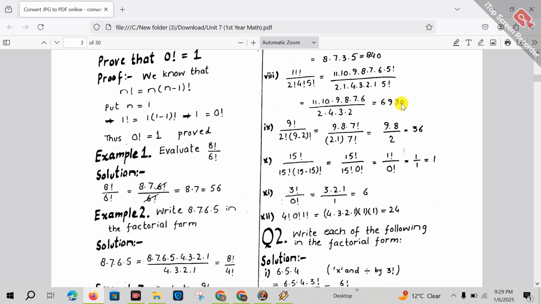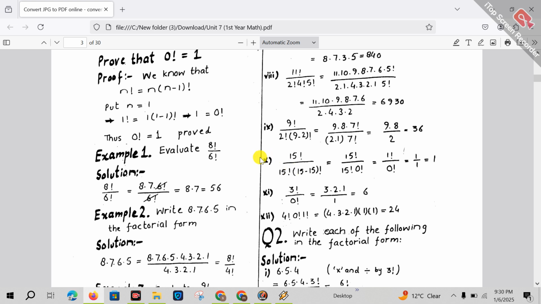This is similar to the previous question, so I suggest you solve it yourself. Next is question number 9. So how to solve this question? This is also very easy. 9 factorial over 2 factorial into (9 minus 2) factorial. So 9 factorial is 9 times 8 times 7 factorial, and 9 minus 2 is 7 factorial, and 2 factorial means 2 times 1. Here 7 factorial cancels with 7 factorial, leaving 9 times 8 over 2. So 2 fours are 8, 9 fours are 36. This is our answer.